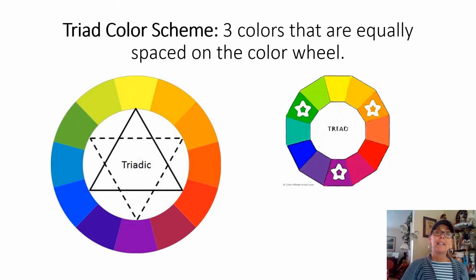You have a triad color scheme. Those are three colors that are equally spaced on your color wheel. Primary colors could be a triad color scheme. Your three secondary colors could be your triad. You could pick three of your intermediates as well, right? So triad.